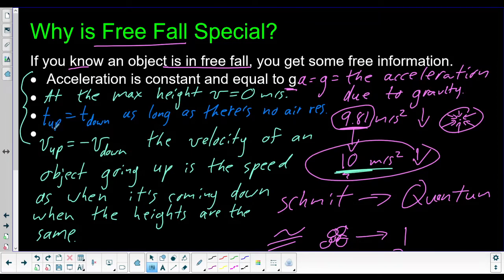It takes the same time for it to go up as it does to come back down. So if you know it takes something 14 seconds to go all the way up and then come back down, you know it took 7 seconds to reach the max height and 7 more seconds to fall back down. And then you also know if something is going up at 5 meters per second, once it gets to the max height, starts to fall back down, once it gets back to that same height, it'll also be going 5 meters per second, but down this time. And those are the 4 things you need to know.